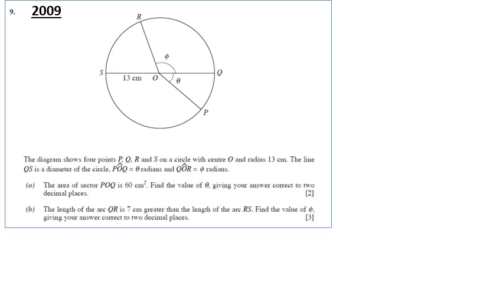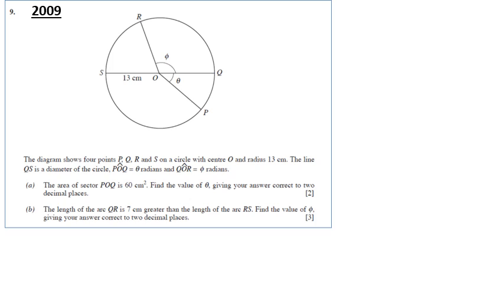Here's another past paper question that isn't in your booklet, which I'm going to go through now. This one says the diagram shows 4 points P, Q, R and S on a circle with a centre O and a radius of 13 centimetres. The line from Q to S is a diameter of the circle, and then they've labelled two different angles. POQ is called theta and QOR is called phi, different Greek letter there, phi.